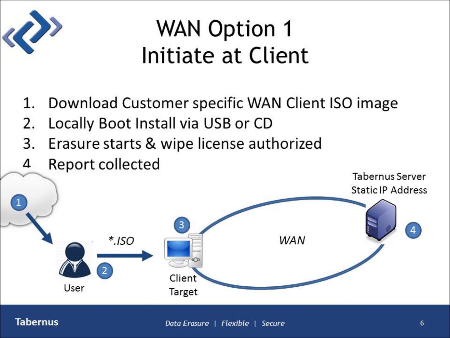Let's take a little bit deeper dive into these two methods. So, very simple. A corporate user wants to erase their system machine, and will have certain permissions, and they'll have access to download a specific WAN ISO image, and they locally boot that through a USB or CD. Now, they have to have the correct credentials, but once set in place, a license will be taken from the Tabernus server, and when the erasure is complete, you will see that record being stored on the Tabernus server. Let's take a look at what goes on at the client level.